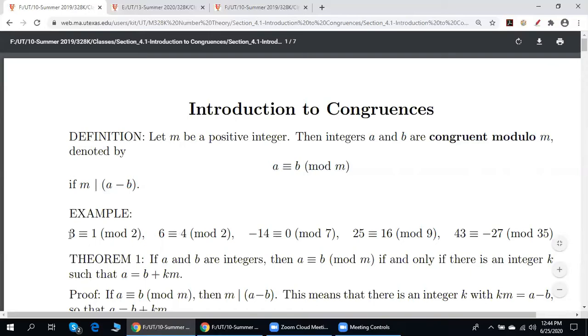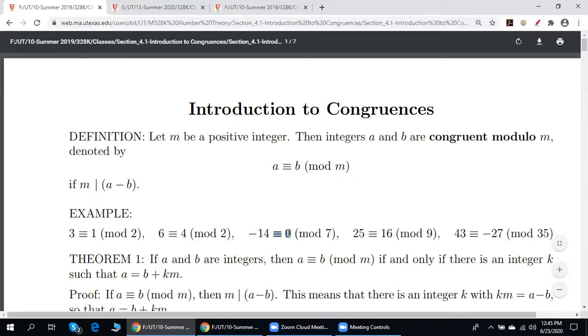Here are examples. 3 is congruent to 1 modulo 2. Here is why. 3 minus 1 is 2. 2 is divisible by 2. Therefore, according to what is written here, 3 is indeed congruent to 1 modulo 2. So, if the difference is divisible by m, a is congruent to b. 6 minus 4 is 2. It is divisible by 2, so 6 is congruent to 4 modulo 2.